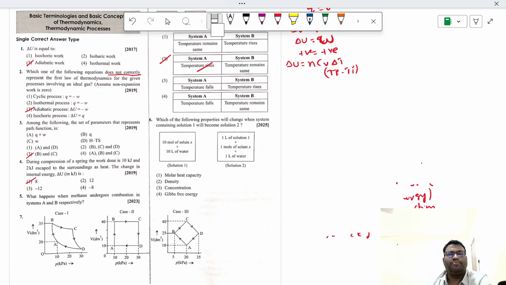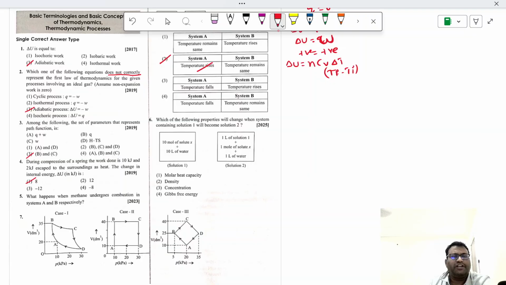Which of the following properties will change when the system containing solution 1 becomes solution 2? So this is solution 1, this is solution 2. In solution 1, what is given? 10 moles of solute X plus 10 liters of water.